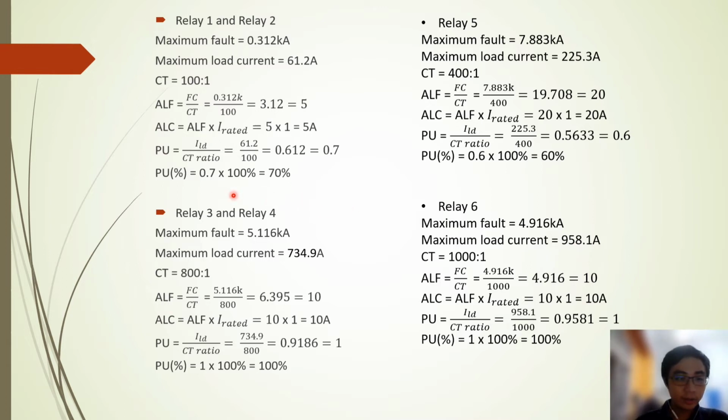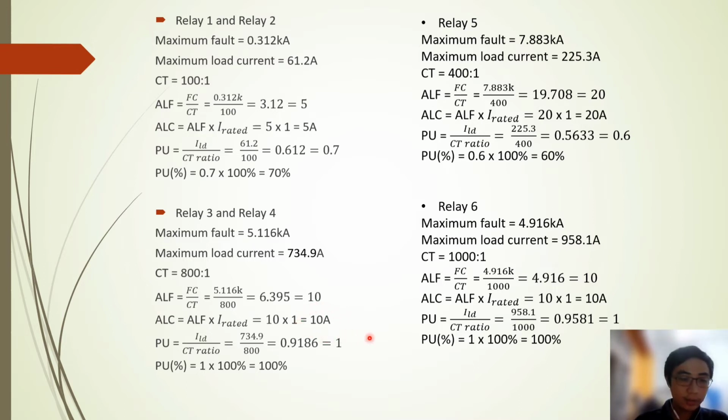Next, relays 3 and 4 can also be calculated together since they have the same maximum fault current and load current. The maximum fault current for relay 3 is 5.116 kA and the maximum load current is 734.9 ampere. The CT ratio used for these two relays is 800 to 1. The calculated ALF is 6.395, which we then approximate to 10, which is available in ETAP. Then the ALC is calculated the same way, and we get 10 ampere of ALC.